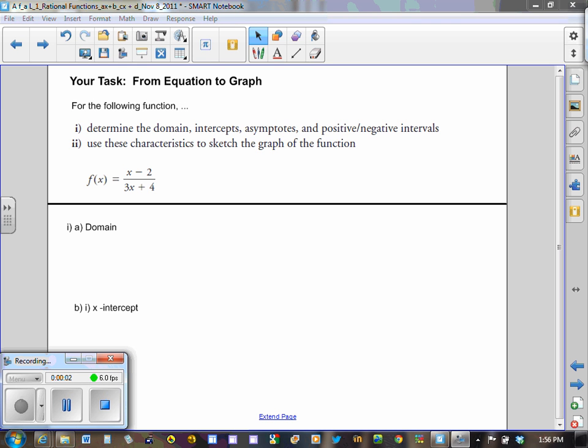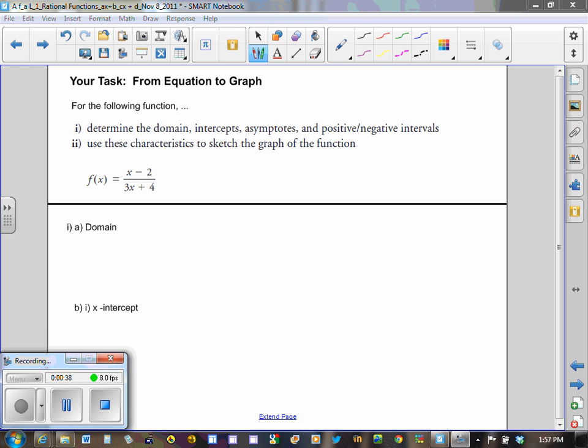As assigned in class today, your task was to take the equation given, f(x) = (x - 2) / (3x + 4), and to graph it. So as per the domain, when dealing with these types of functions, we have to consider restrictions on the domain. Those restrictions would be specific to points of discontinuity and/or vertical asymptotes.